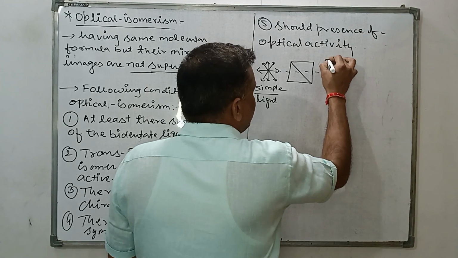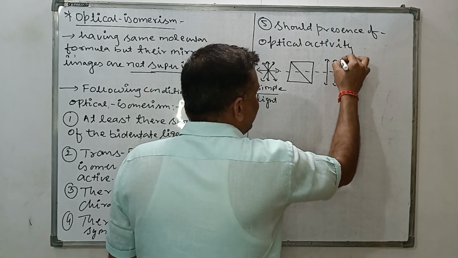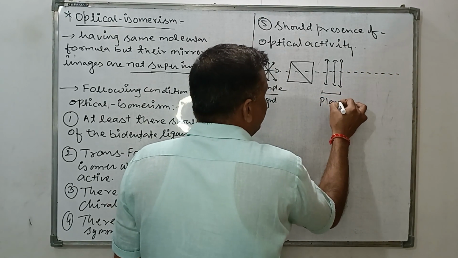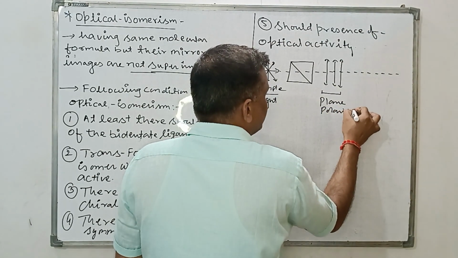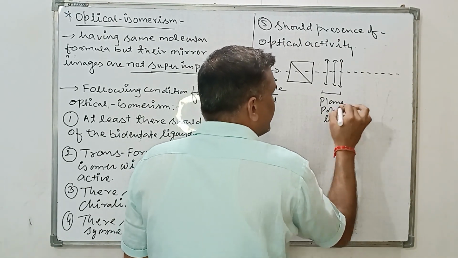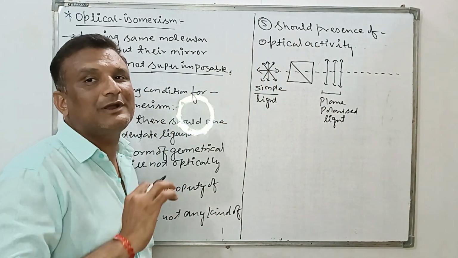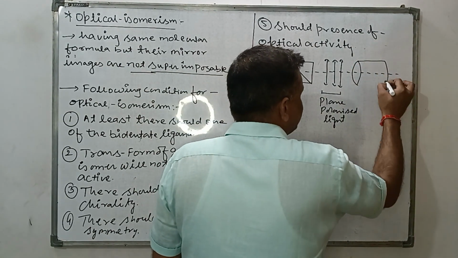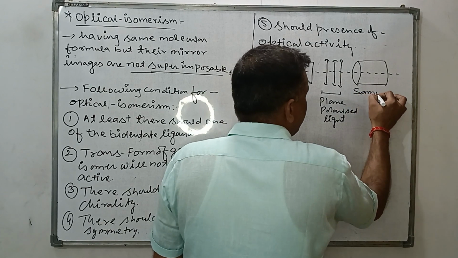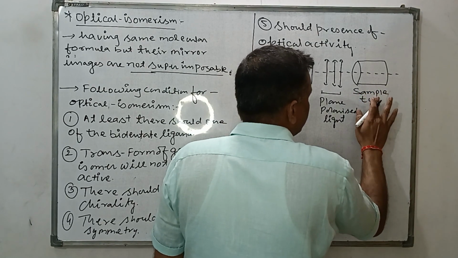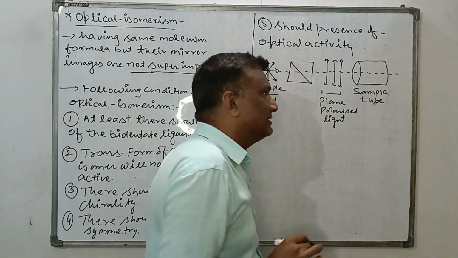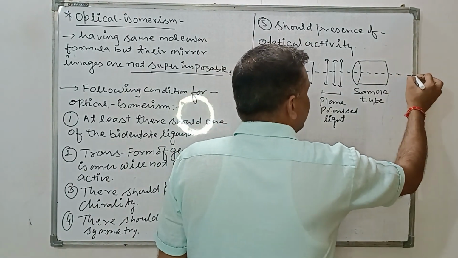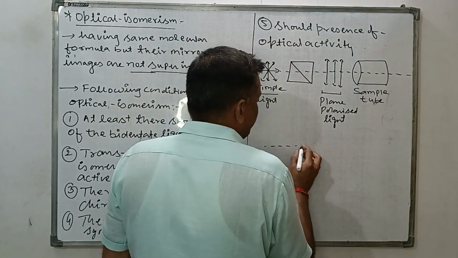Like this. The meaning of plane polarized light is the type of light in which its particles vibrate in a particular plane, that is called plane polarized light. And whenever we pass this kind of light through the compound, suppose that compound is over here in a sample tube, where we took the compound in the form of liquid. When this plane polarized light is passed through that compound, then it behaves like this. There are two conditions.